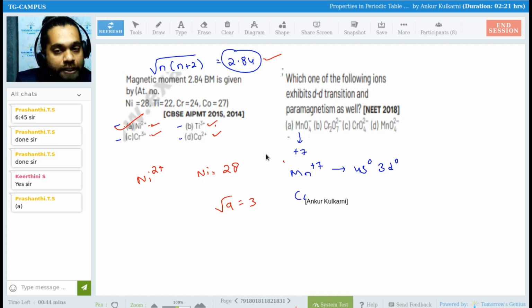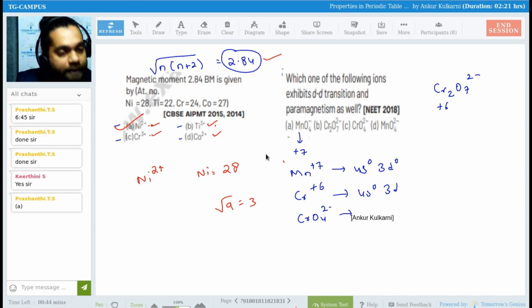CrO4 minus, what is the oxidation state over here? It is plus 6. Plus 6 means what? Again, 4s0, 3d0. Again, for the next one, what is the oxidation state? Again, 4s0, 3d0.